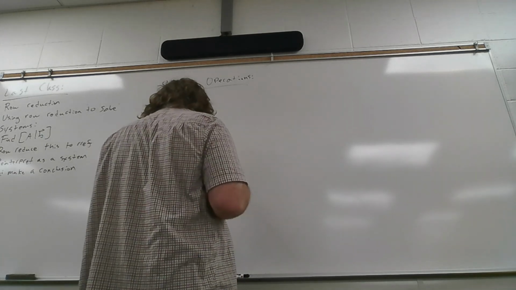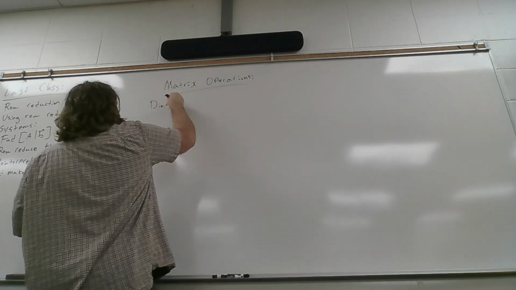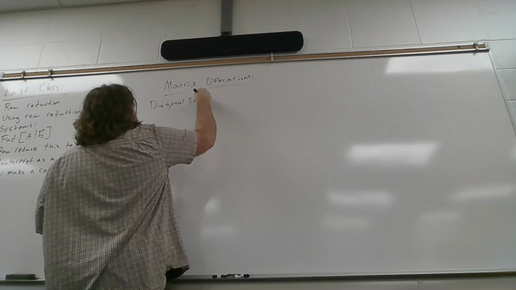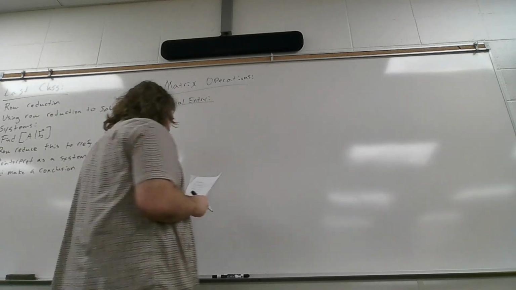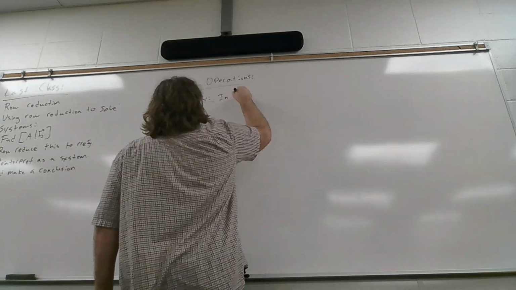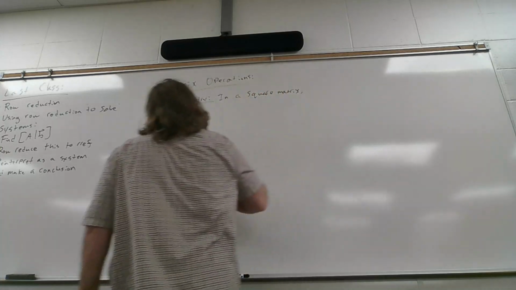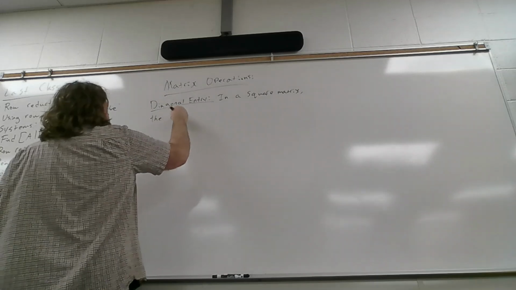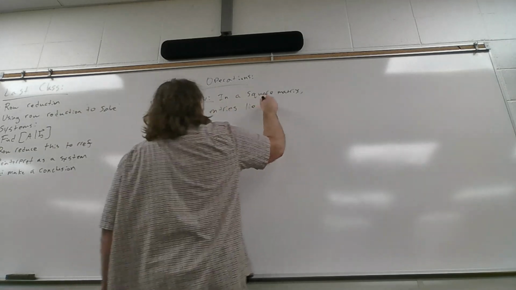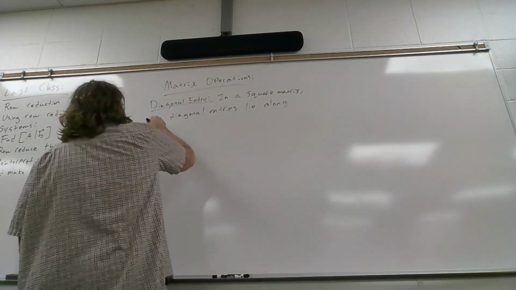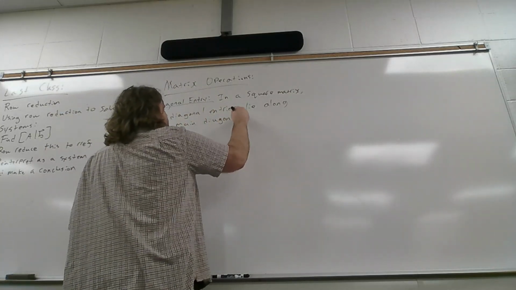So the first thing I want to talk about is the idea of a diagonal entry, because we often talk about them. They come up a lot. And it's kind of exactly what you'd expect it to be. You need a square matrix. The diagonal entries lie along what's called the main diagonal, which is best seen as an example.